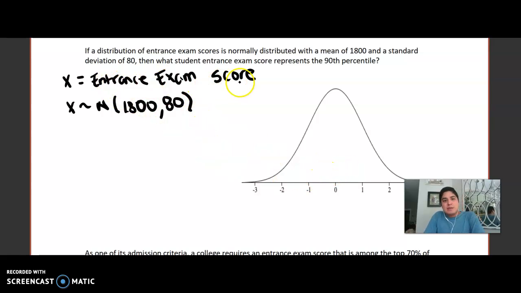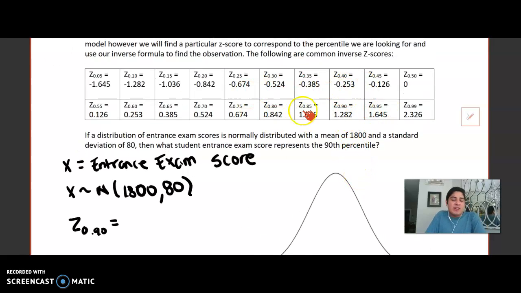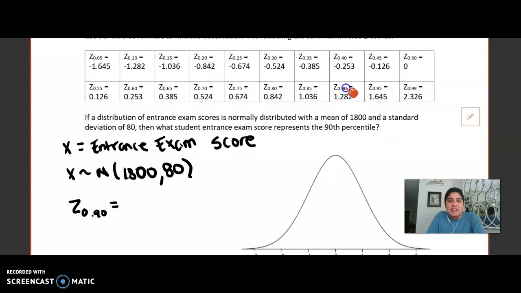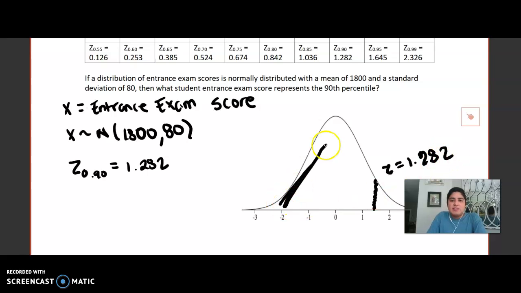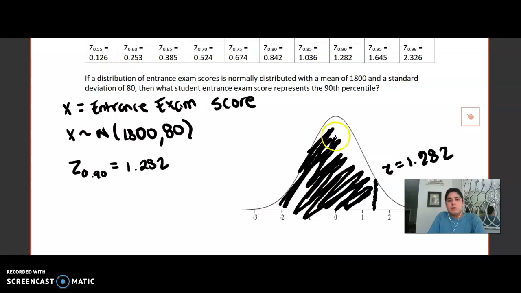So x is the entrance exam score. X is distributed normally. And I want the 90th percentile. So the z-score that corresponds to the 90th percentile, using my tables up here, these are not provided on the AP exam because there's an actual technique to finding them. So for now, I'm just going to give you very nicely done inverse problems. So here at the 90th percentile, we have a z-score of 1.282. So that's going to happen at about here. So that's my z-score of about 1.282. And this area underneath that z-score corresponds to a percentile of 90%.